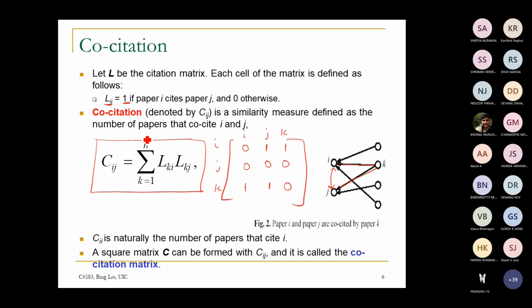So the overall citation score Cij is going to be the summation of all the similarity measure, which gives the total number of papers that co-cite I and J. So I and J are the two papers. Now we are going to check how many other papers are citing the same I and J in their papers. That is called co-citation. That score is going to get computed as LKI and LKJ.